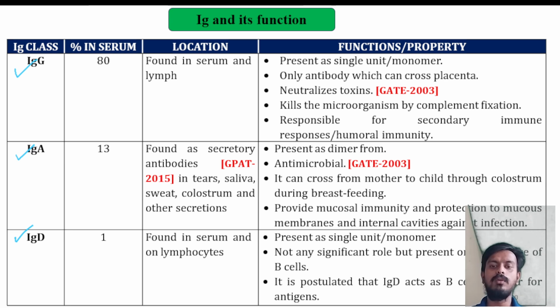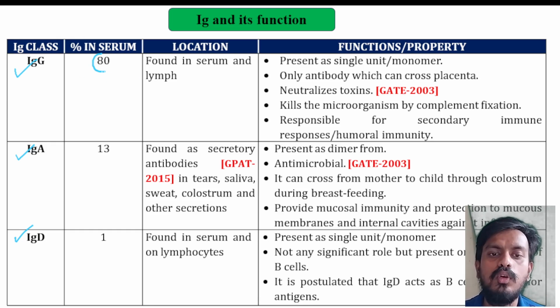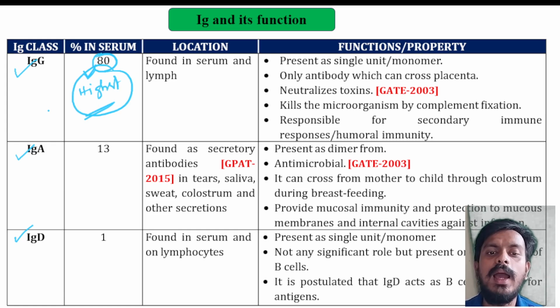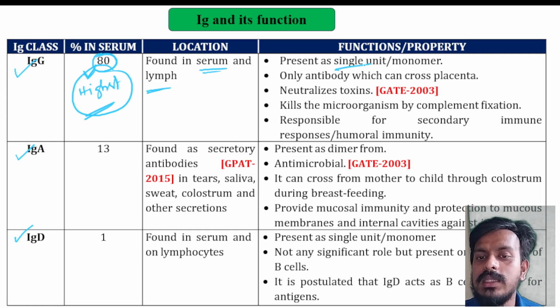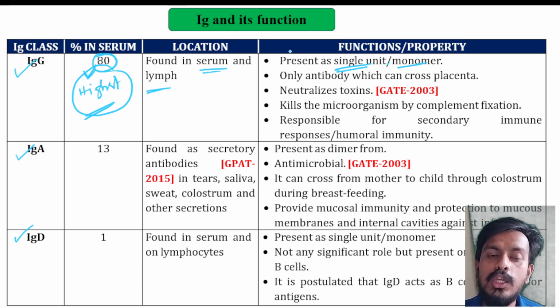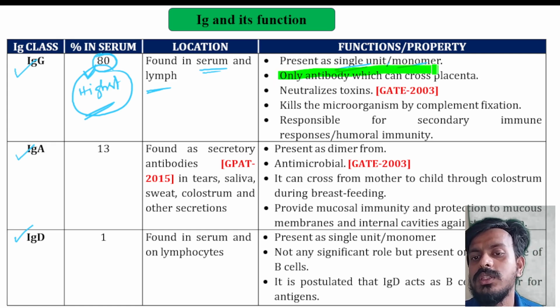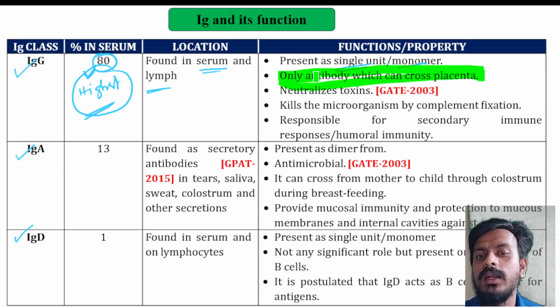So let's discuss one by one. First one is immunoglobulin G. The serum percentage of immunoglobulin G is almost around 80%. This is the highest. A question can be asked like which immunoglobulin is present in the highest amount in your serum; that is immunoglobulin G. It is found in your serum as well as in your lymph nodes. Immunoglobulin G is present as a single unit or monomer. The most important thing to remember is that it is the only antibody which can cross the placenta. A question can be directly asked which antibody can cross the placenta.